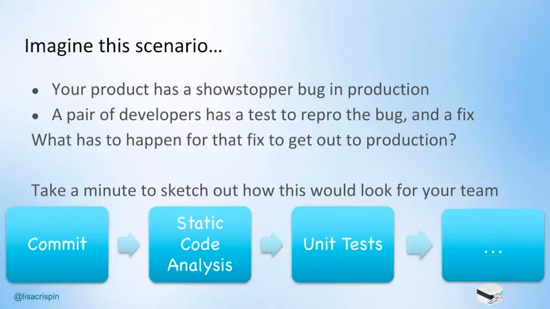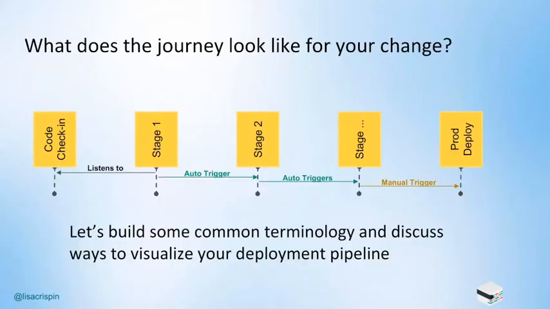So some of the things might be: we have static code analysis, we have unit tests, they may be automated, they may not be automated, we have other tests. What else is going to happen? So now you've thought a little bit about that. What does that look like for your change? Do you even know what the steps are? Because a lot of times we don't have visibility into that, especially testers may not.